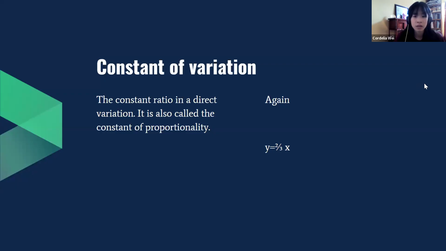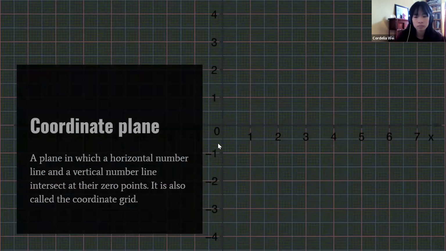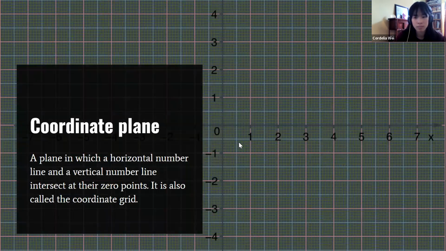Constant rate of variation. A constant of variation is basically the same thing as the constant of proportionality. So again, it would equal y equals 2/3 x. Then a coordinate plane. A coordinate plane is a plane in which a horizontal number line and a vertical number line intersect at their 0 points. It's also called a coordinate grid, like what I drew before to demonstrate the constant proportionality.